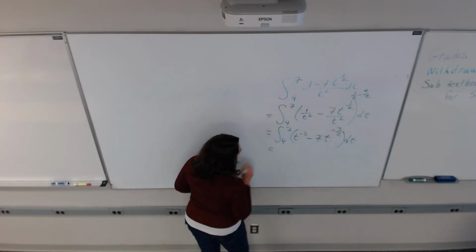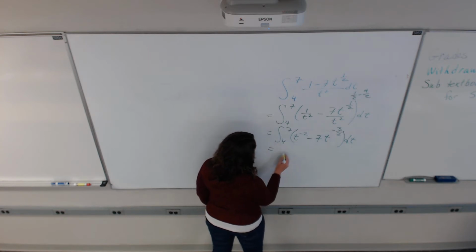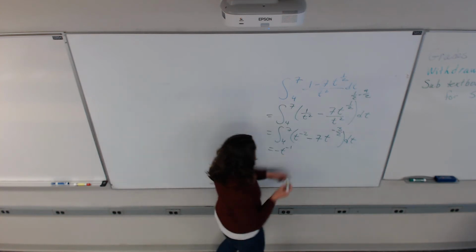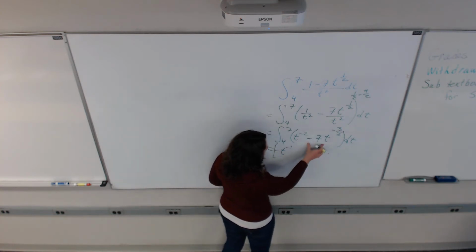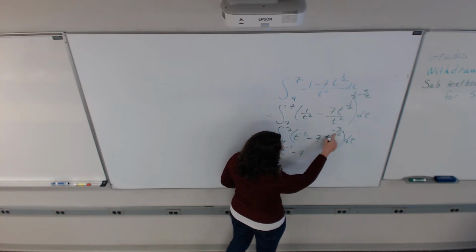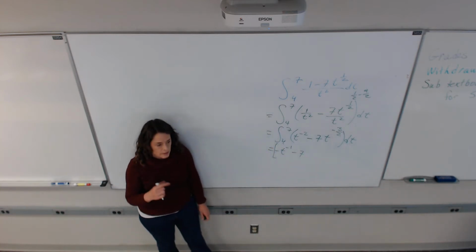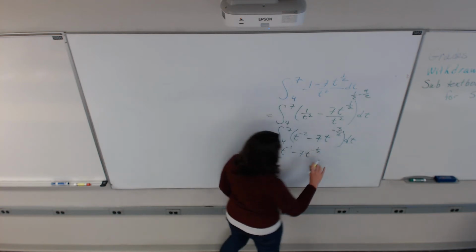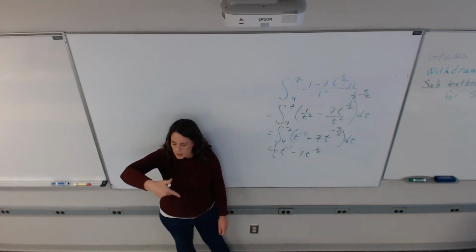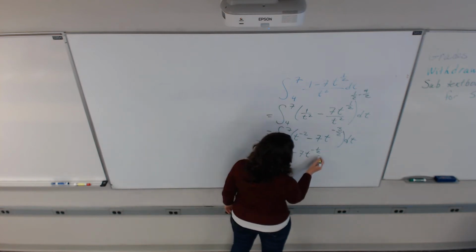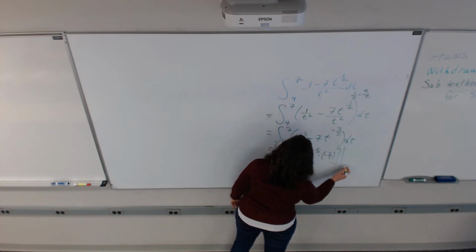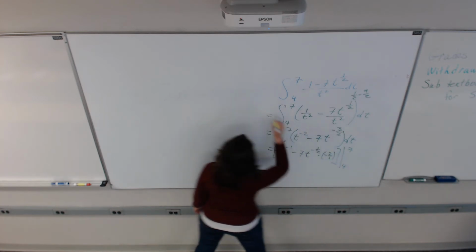And then undoing the power rule, I would add 1, which gives me a -1, and dividing by a -1 just changes the sign. And then I've got minus 7, add 1 to -3/2, so it becomes -1/2. And then dividing by -1/2, you multiply by the reciprocal, which is a -2 over 1. And this has to be evaluated between 4 and 7.